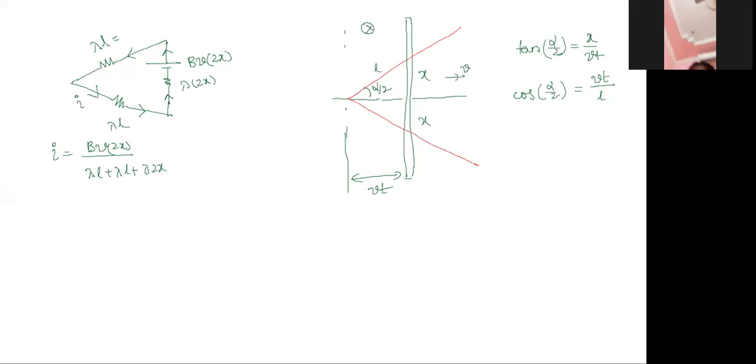Okay. EMF versus T. Passing through origin. Proportional to T. Only I is a constant. EMF is a function of time. Force is a function of time. But current is constant.